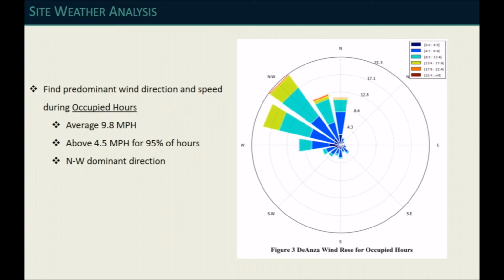And what I found, the average wind speed to be 9.8 miles per hour, and 95% of the hours the airspeed was above 4.5 miles an hour. And the wind rose shows a very predominant direction from the northwest there.